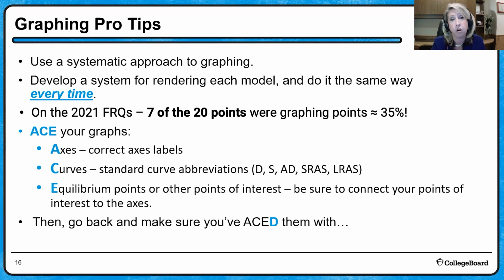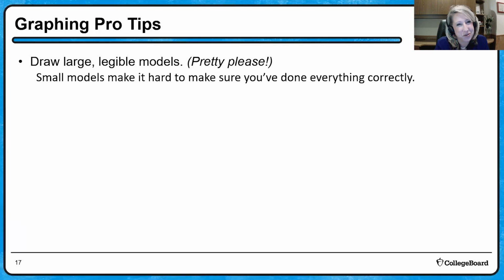And then after you're done, if you're using the graph to show the effect of a change, go back and make sure you aced your graph. That D stands for directional arrows. When you see "show the effect of a change" in your direction in the FRQ, go back and make sure that you have directional arrows indicating whether or not that variable you're being asked about is going up or down, left or right. So here's a few more tips.